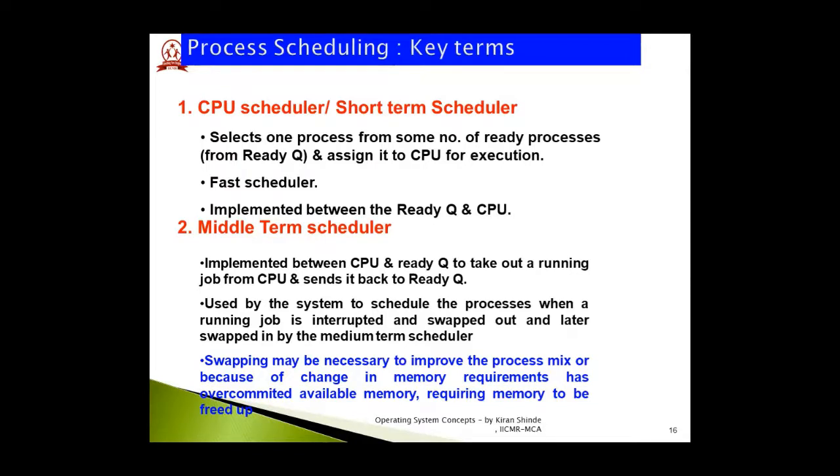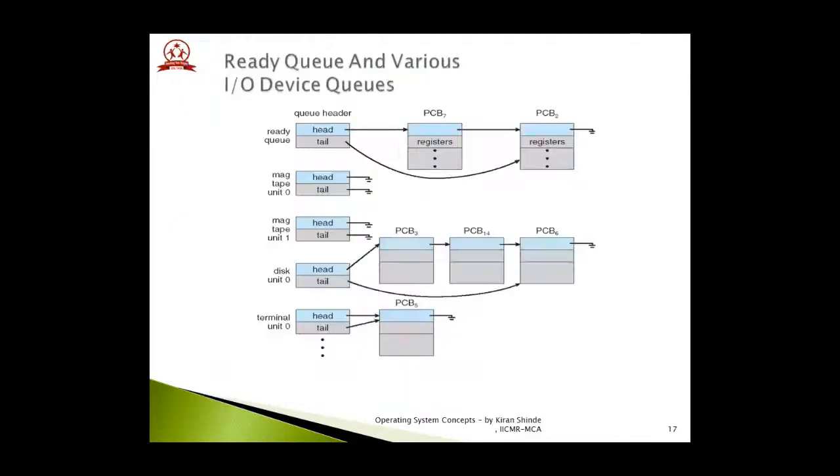So swapping may be necessary to improve the process mix, or because a change in memory requirements has overcommitted available memory, requiring memory to be freed up. So this scheduler is used by the system to schedule the processes when a running job is interrupted and swapped out, and later swapped in by the medium term scheduler. So these are the three different schedulers. They play a very important role as far as process scheduling is concerned.